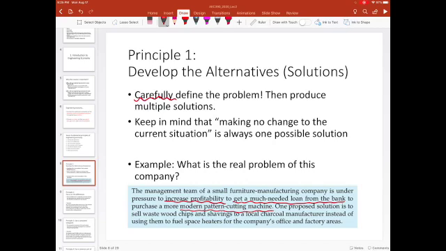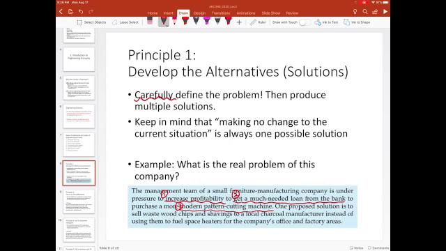And so here I highlighted 3 items. Looks like they are 3 problems. So first, the company wants to increase the profitability. They want to make more profit. Second, they want to get a loan from the bank. Third, they want to buy a new machine. Okay, so what is the real problem for this company?